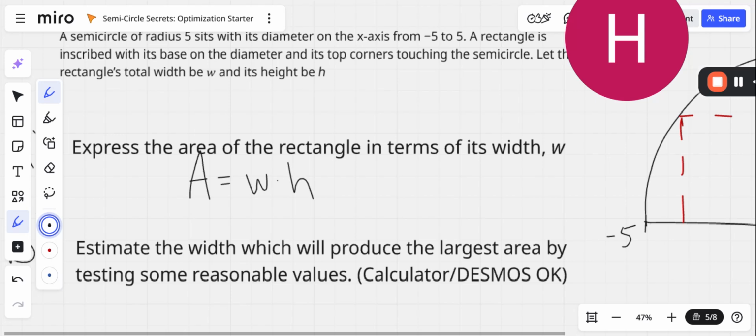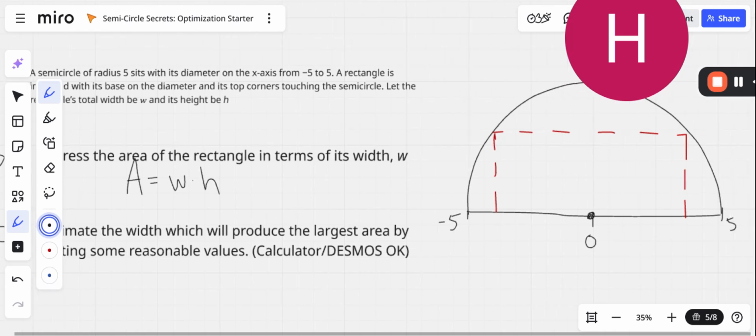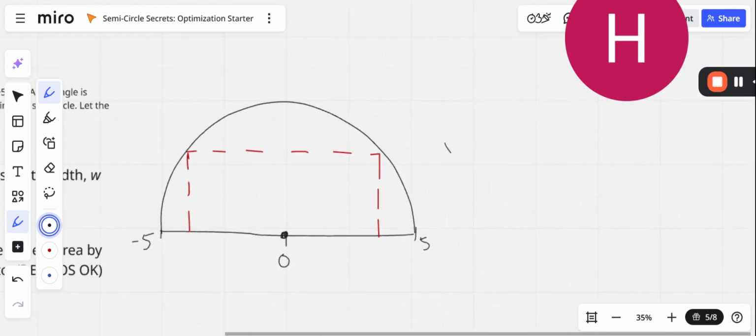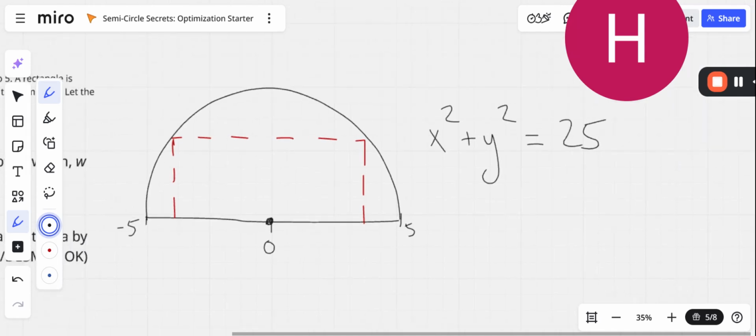Right? Pretty simple. However, we need to express the height as some kind of function of the width. And we're going to use the equation of this circle to our advantage. So the equation of the circle, because it's centered at the origin, would be x squared plus y squared equals 5 squared, or 25.